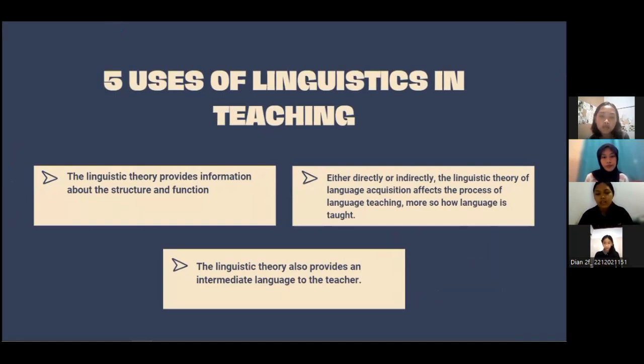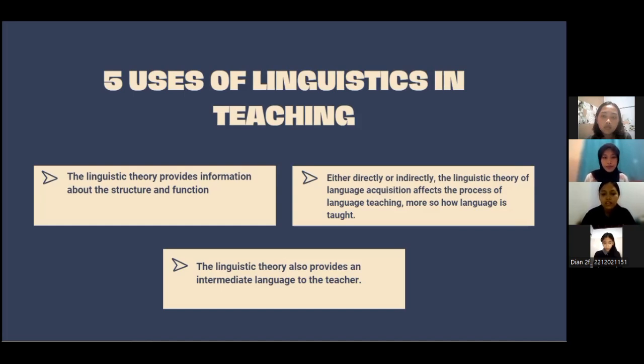Okay, next I will explain the uses of linguistics. First, linguistic theory provides information about the structure and function of the language system in general to language teachers. It plays an important role in determining the objectives, content, and approach of language teaching. Second, linguistic theory also provides an intermediate language to the teacher.